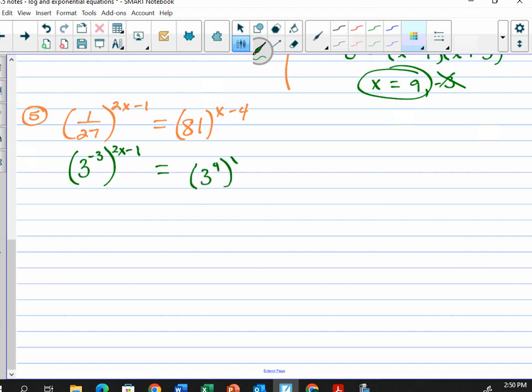Okay, rewrite it with a base of 3. This becomes 3 to the negative 6x plus. Oh, I missed the negative part of the 3. That was the issue. That'll do it. And then this is 4x minus 16. Set equal. You get 19 tenths.